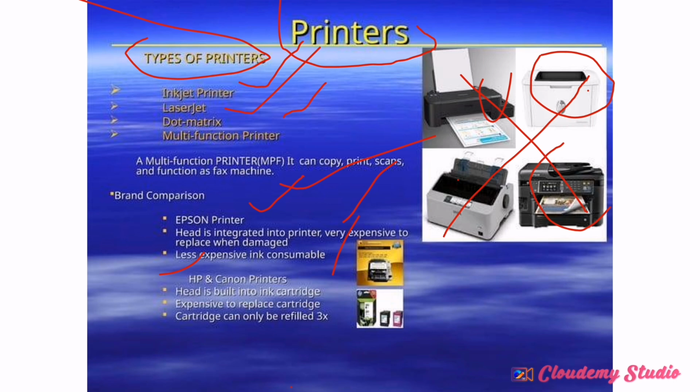We have Epson, we have HP, we have Canon. These are the most common brands of printers. So what they are trying to say here, head integrated into printer, very expensive to replace when damaged, is the Epson brand. Also take note when buying printers, the best printer that I can recommend is the Canon, followed by HP. So don't just go into the shop and start buying printers anyhow. You go and buy the Samsung printer. Samsung printer, yes, it has very good quality when it comes to printing, even the scanning as well.